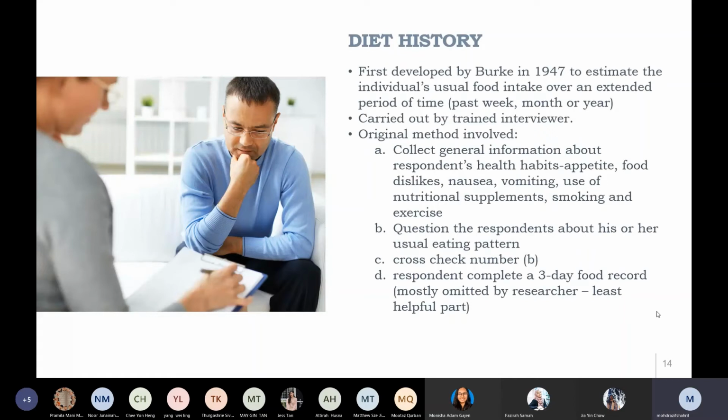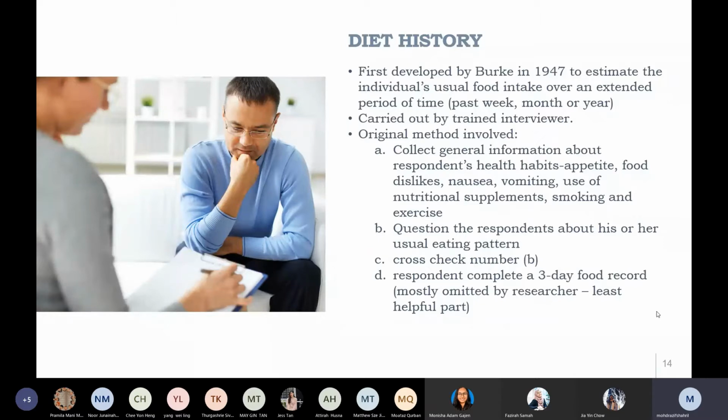Let's continue on the diet history method. So diet history was developed by Burke in 1947 to estimate individuals' usual food intake over an extended period of time in the past week, month, or year. This must be carried out by a trained interviewer, because similar to 24-hour diet recall, you need some training to conduct this method.